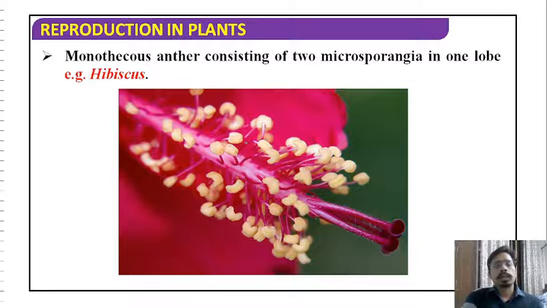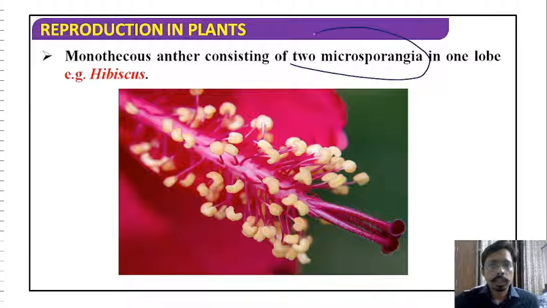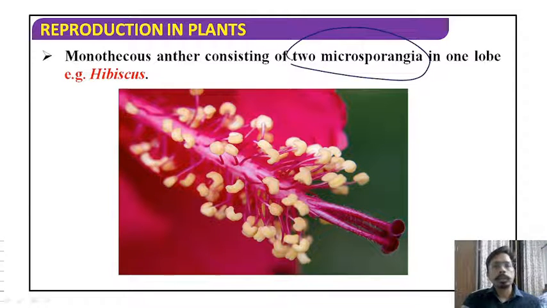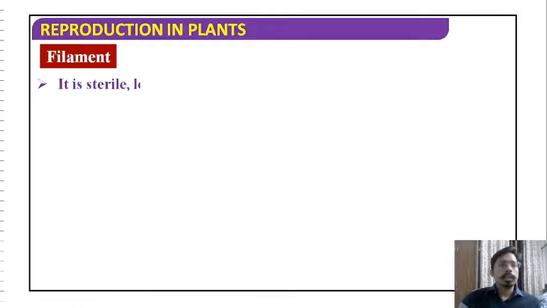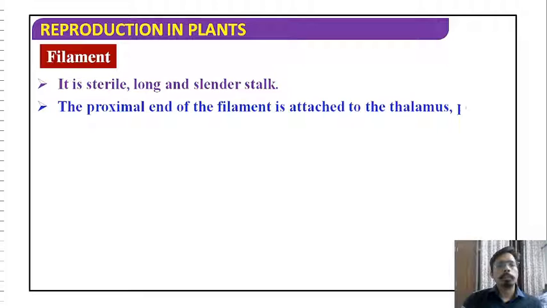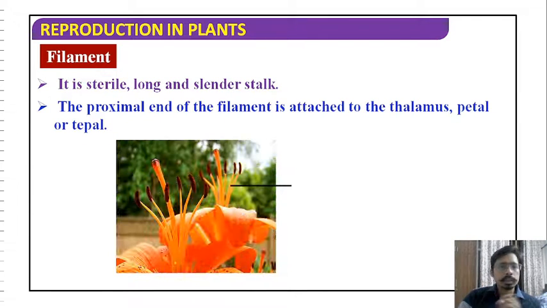Some plants have monothecous structures as well. These monothecous structures have two microsporangia, and this is only present in the Malvaceae family, and hibiscus is an example of that Malvaceae family. Now the structure of the filament. The filament is a sterile structure, a long cylindrical stalk-like structure, and its proximal end is attached to the thalamus, while the distal end is directly attached to the anther. So this is the structure of the filament.